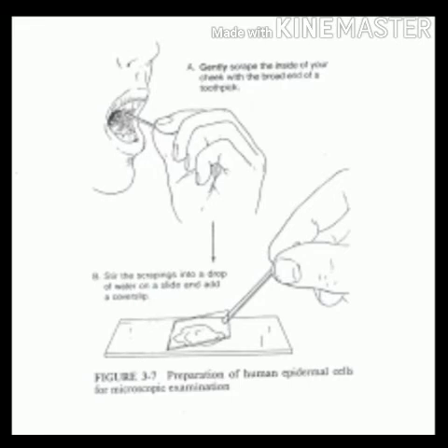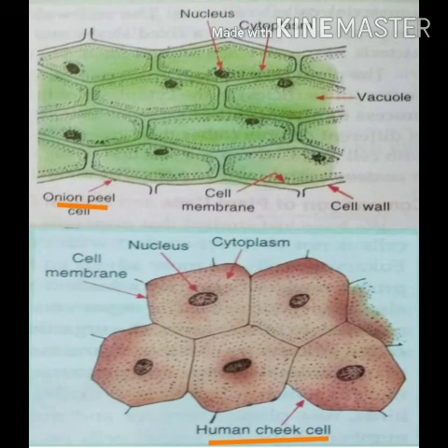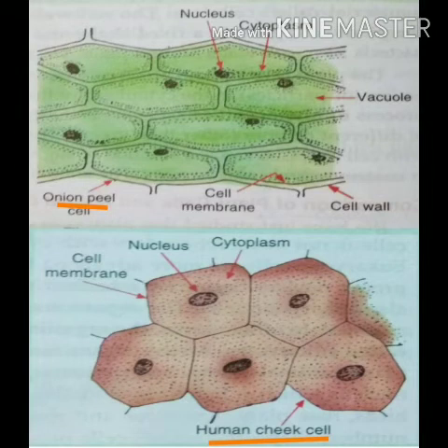Then here you have to add a methylene blue solution. Methylene blue is again a dye. Iodine solution is a dye and methylene blue is also a dye. Put it on it and cover it with a glass cover slip. Then again observe it under the microscope. So students, through these both activities, our two slides are ready. One for plant cell to observe the plant cell structure, and another to observe the animal cell structure.